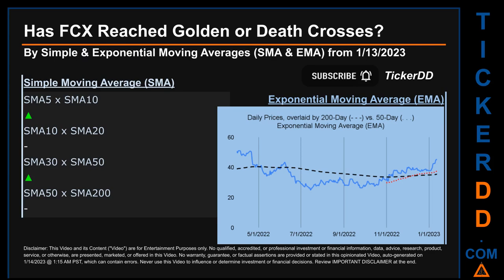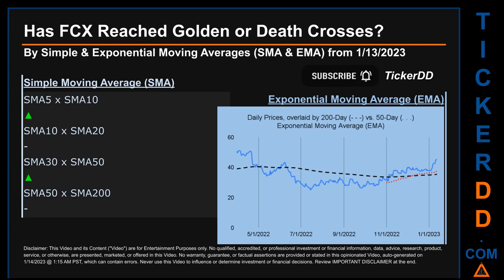Has FCX price reached golden or death crosses? Golden cross and death cross are basic signals that compare average prices across two specified trade day ranges, a short-term versus a long-term range. For example, 5-day versus 10 trade days. Essentially, a golden cross is a bullish signal. It appears when a ticker's short-term moving average crosses above its long-term average. Vice versa, a death cross is a bearish signal when the short-term crosses below its long-term moving average.